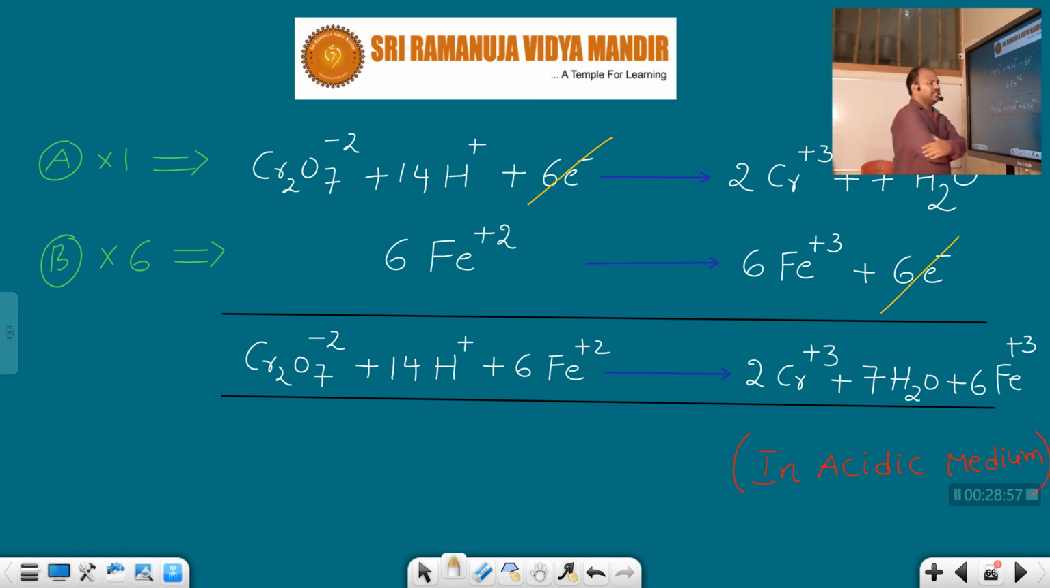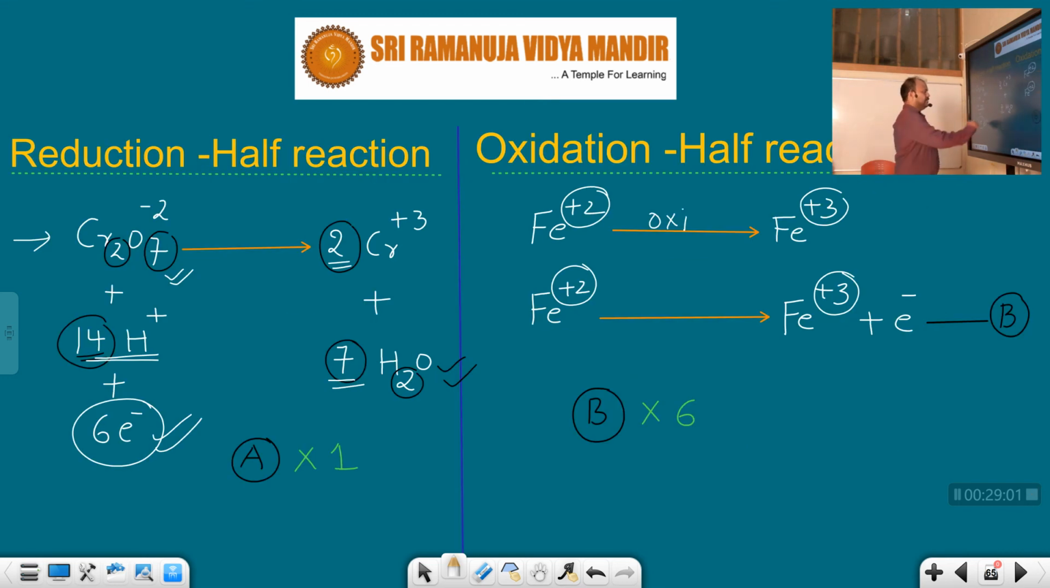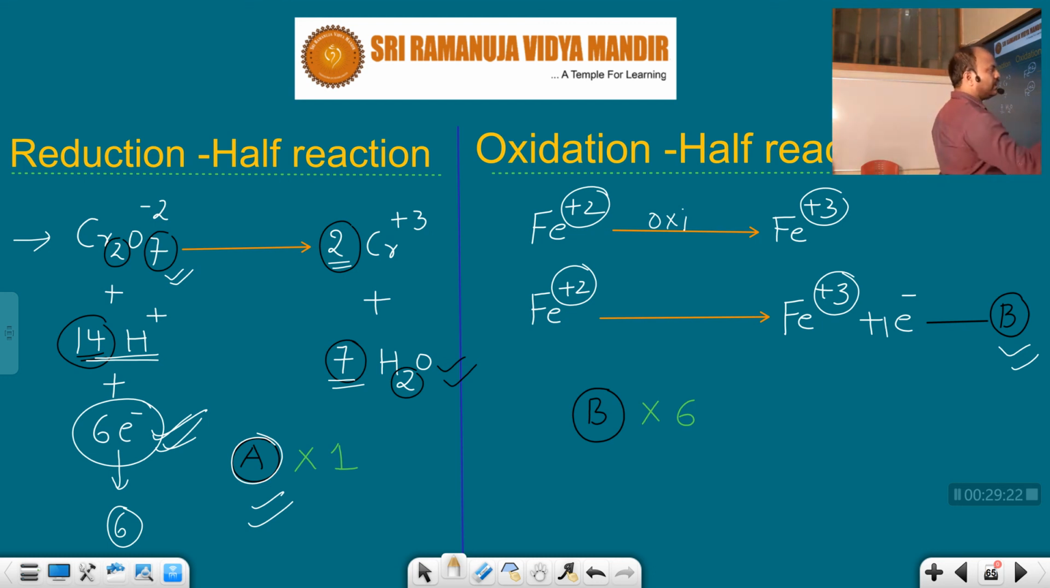In the reduction reaction, how many electrons are there? 6 electrons are there. Suppose this reaction is A. The reduction reaction is considered as A. The oxidation reaction is considered as B. In the reduction reaction, how many electrons are there? 6 electrons. How many? 6.